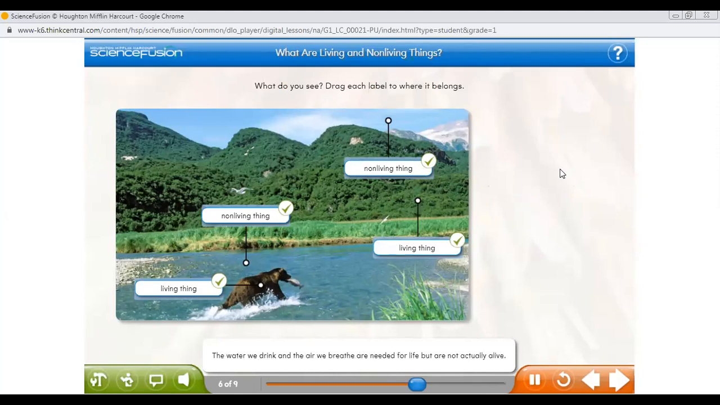Great work! This hungry bear and the trees and plants in the valley are living things. The water we drink and the air we breathe are needed for life, but are not actually alive. We need air, we need water, but they are not alive. Only living things need them.